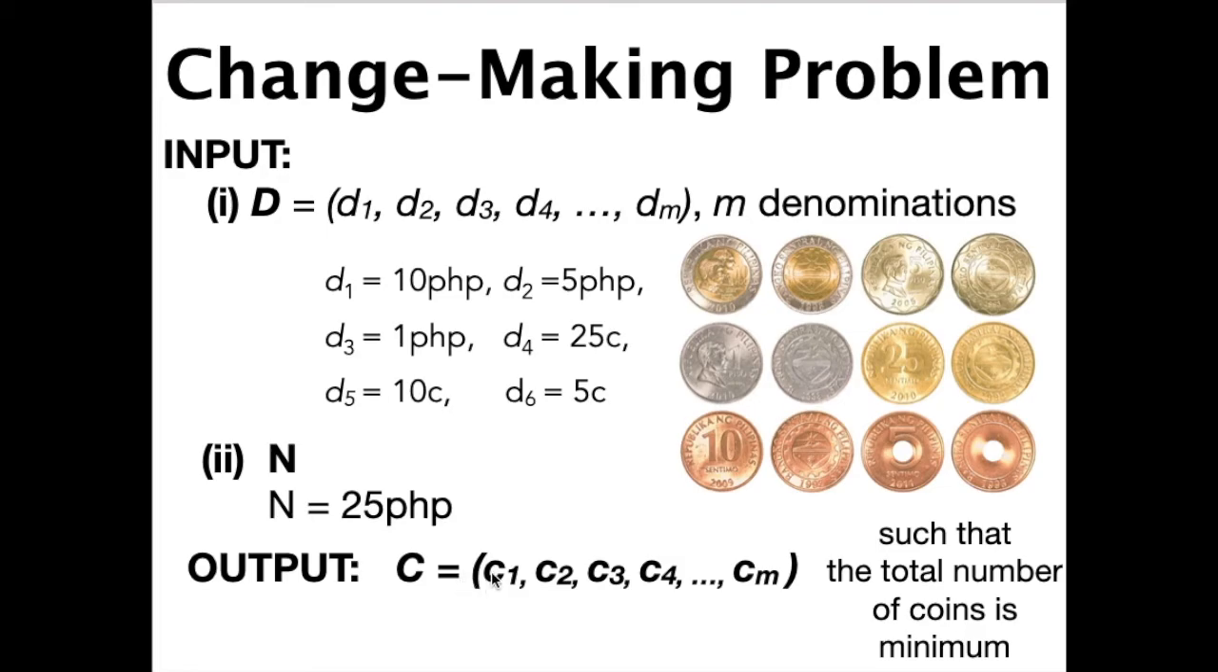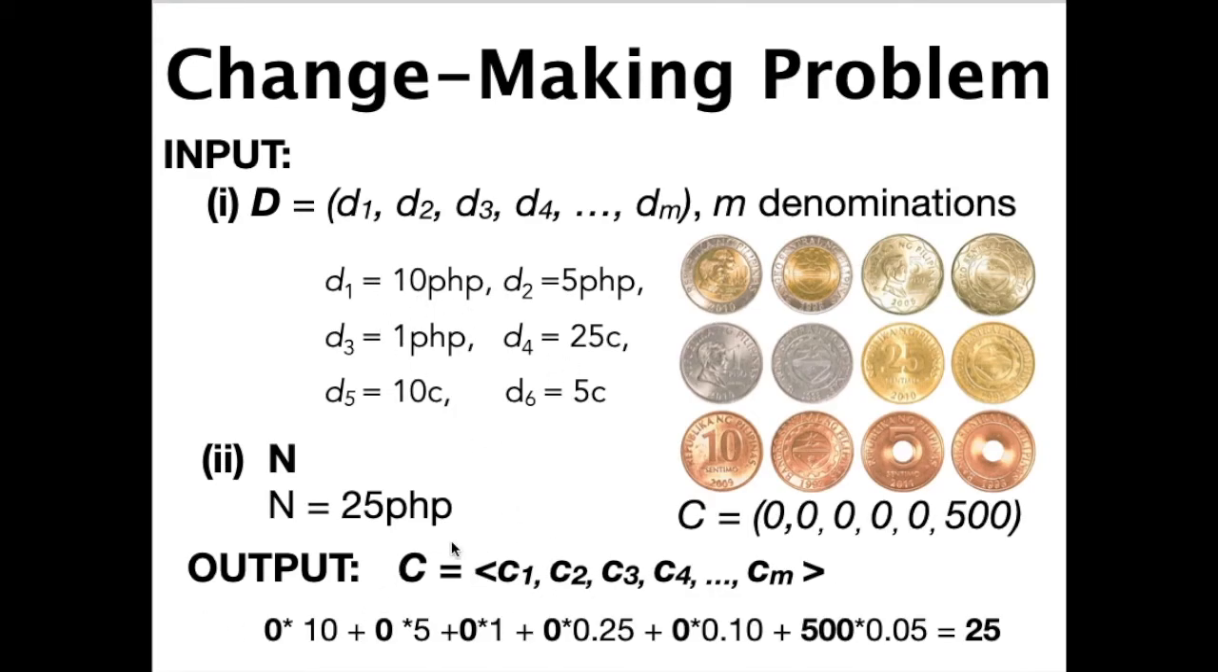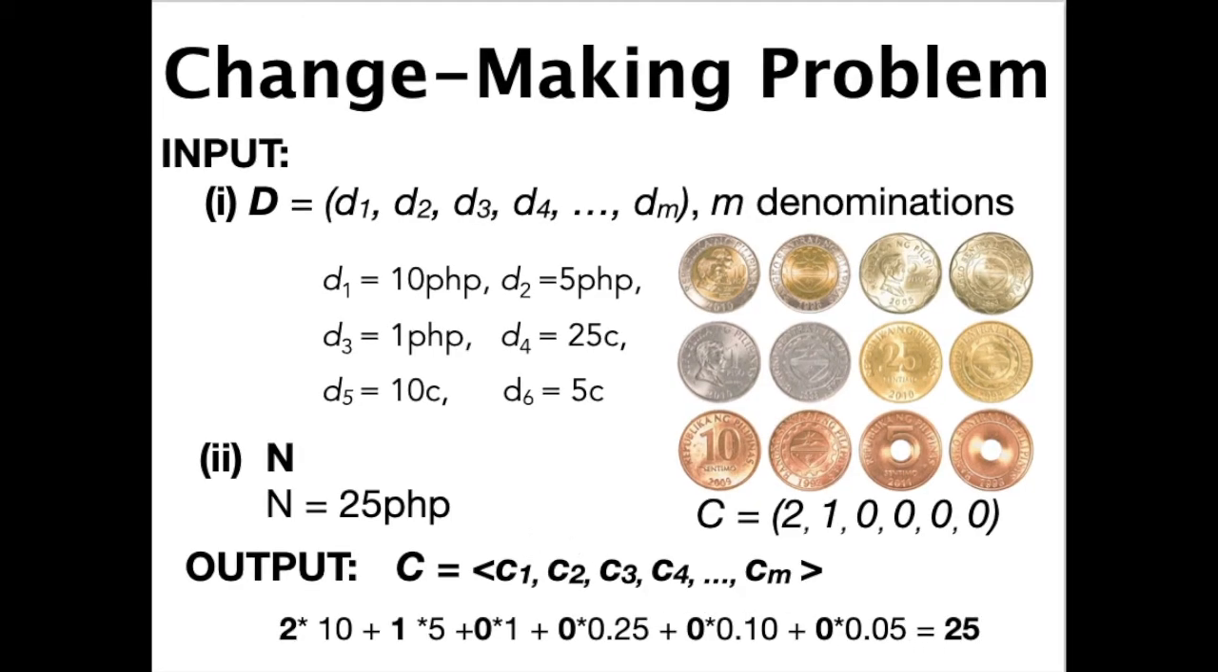So the output is represented by C sub 1 up to C sub m, where each C sub i is the cardinality of the coins. Okay, so one example is the worst possible barya given 25 pesos. I can hand 500 pieces of 5 cents. That is equivalent to 25 pesos. So that's the worst possible because I have 500 coins equivalent to 25 pesos.